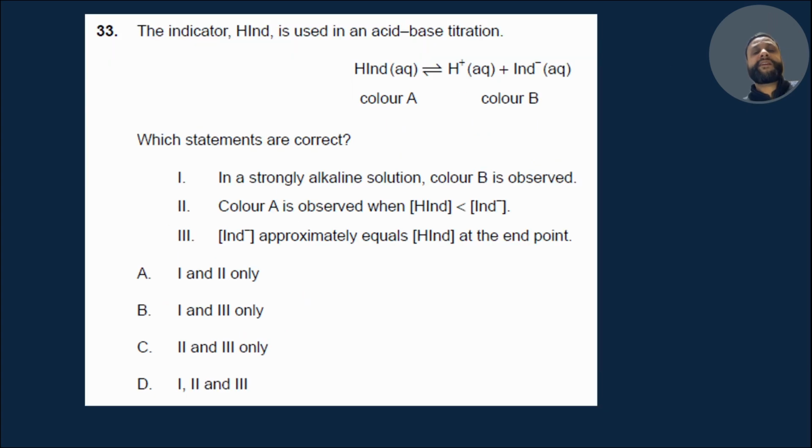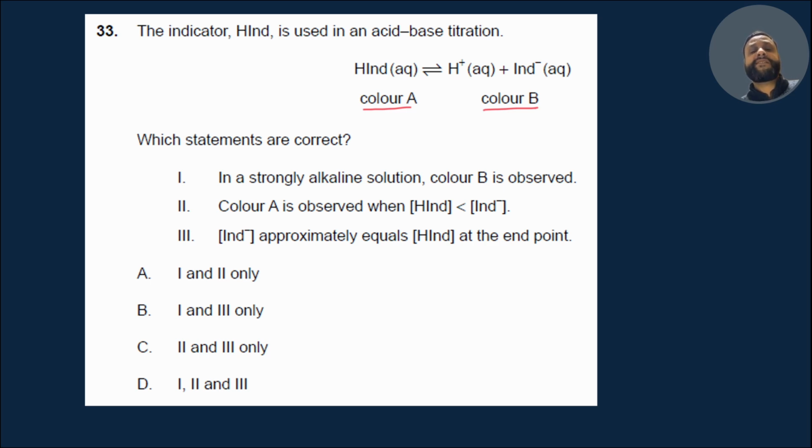The indicator HInd is used in an acid-base titration. Which statements are correct? Indicators have one color in undissociated form and another color in dissociated form. In the given example, the undissociated form has color A and the dissociated form has color B. So let's start reading these statements. Statement number 1: in a strongly alkaline solution, color B is observed.